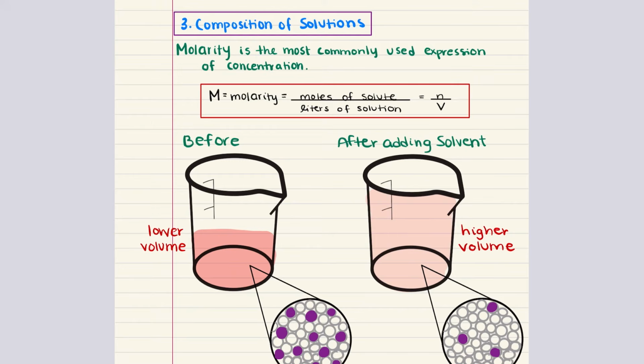Now, the concentration of a solution can be described in many different ways. At this point, we're going to consider only the most commonly used expression of concentration, molarity. Molarity is defined as moles of solute over liters of solution, or volume of solution in liters. So we can simplify moles of solute to n and volume of solution as V. So molarity M is equal to n over V. This is the definition of molarity.